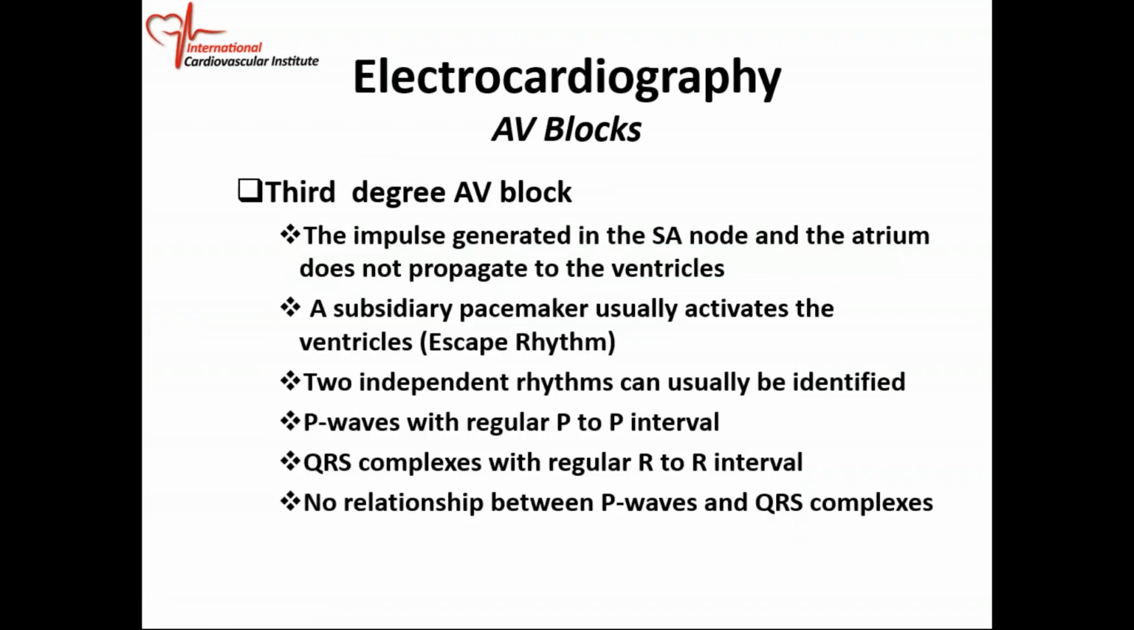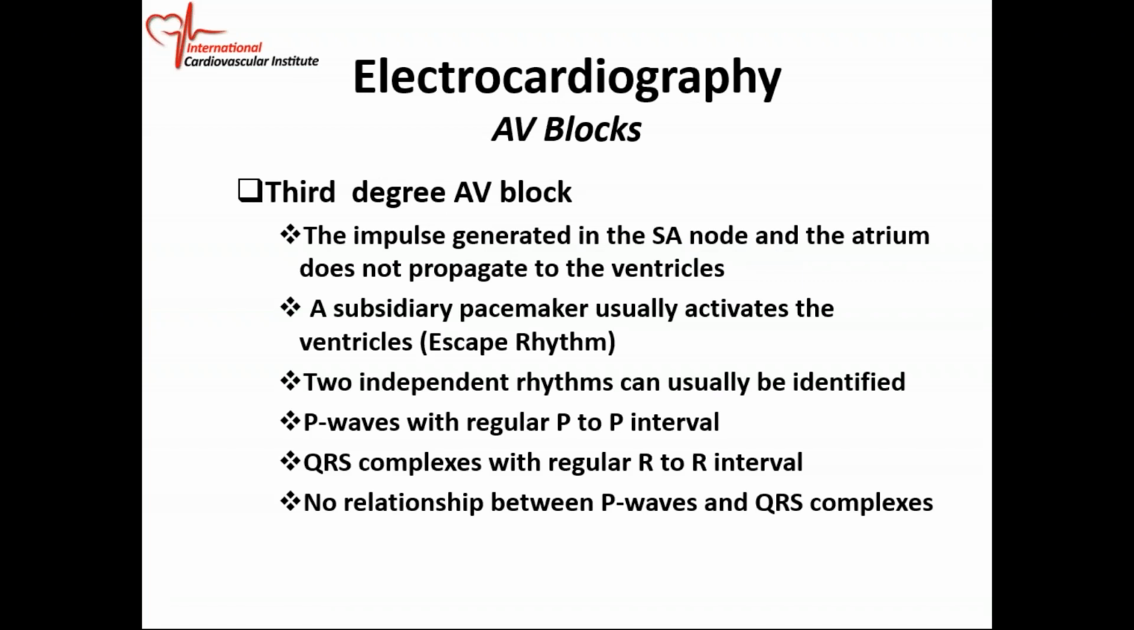Then if you have second, you're going to have third. Okay, so our third degree AV block is the most advanced of your AV blocks. And we call this also complete AV block. So what happened is the impulse that is generated in the SA node, remember that in a normal individual the impulse is generated in the SA node, and the atrium does not propagate it. It does not go to the ventricle.